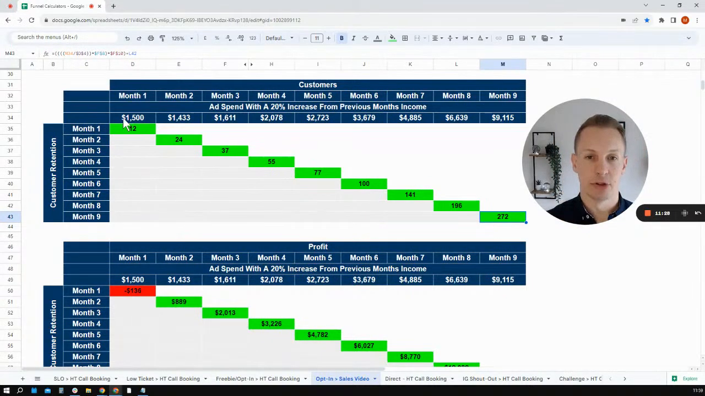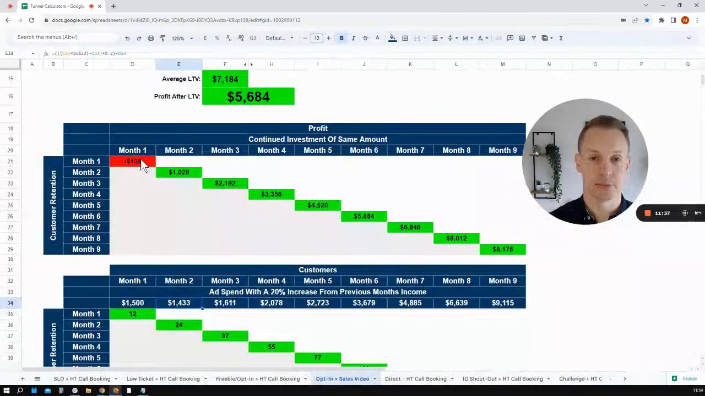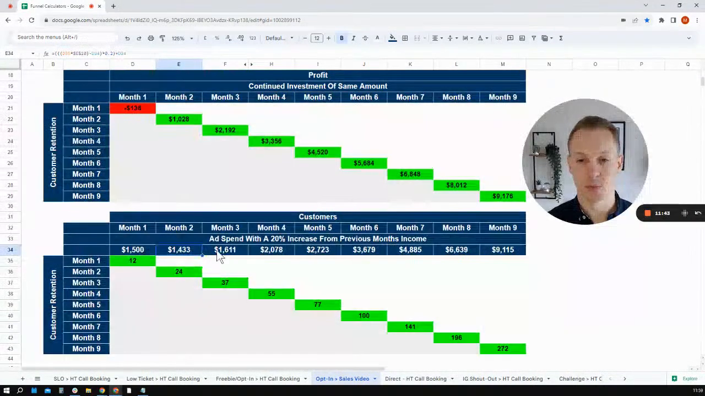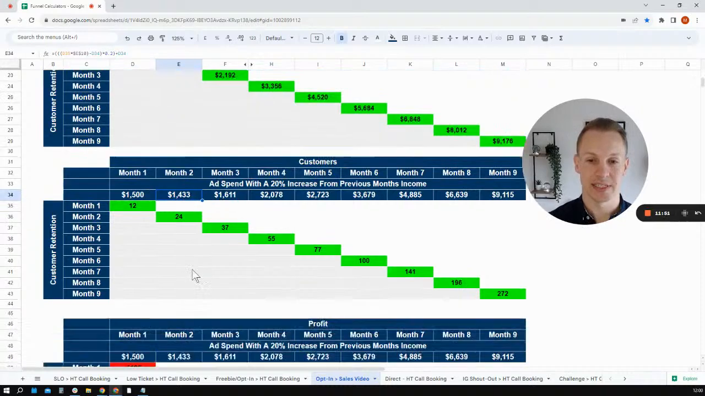As you can see here, month 1 we've got $1,500 ad spend. Month 2, we've got $1,433. That has gone down because we lost money in month 1, so we're taking that into consideration when we allocate the month 2 budget. The way this works is on a sliding scale of increasing by 20% every month. Obviously it can't increase by 20% when it's negative.